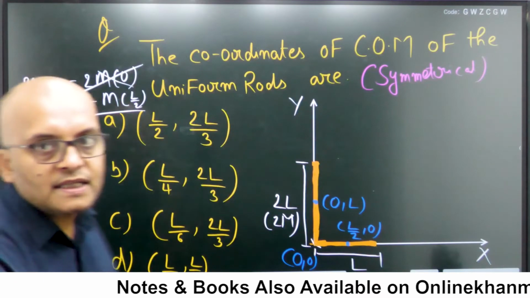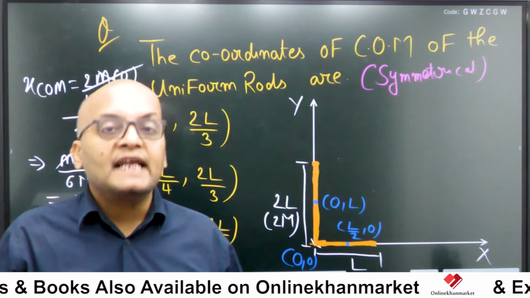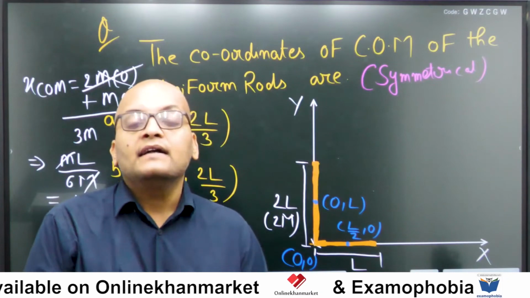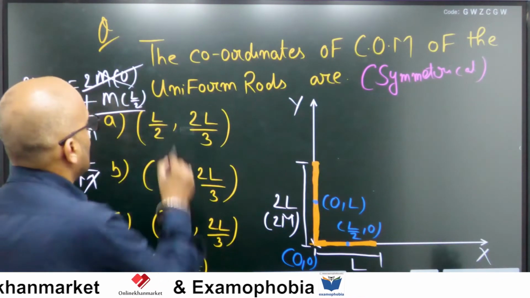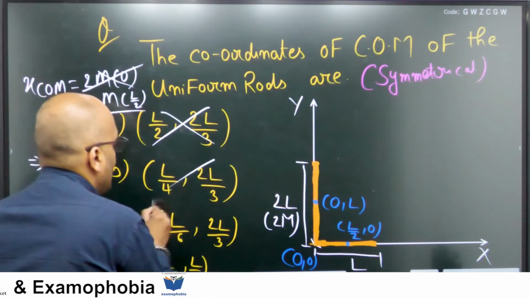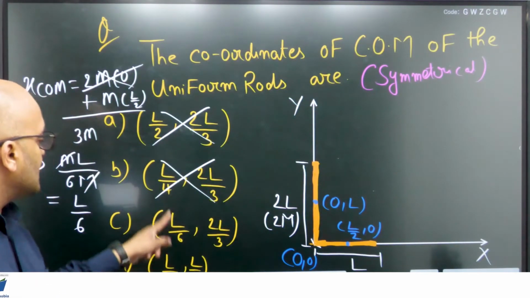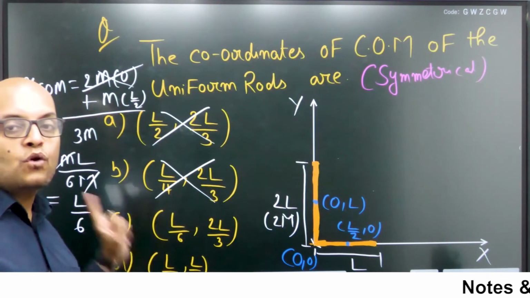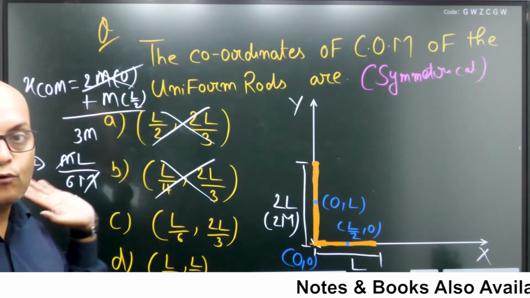Now look at the options and let's find out which option contains L upon 6 as its x-axis coordinate. Other options are irrelevant. We can delete those options. So see, A, x coordinate is L upon 2, irrelevant, cancels out. B, x coordinate is L upon 4, again irrelevant, cancels out. Now I have two options left with me, C and D. C has its x coordinate as L upon 6 and D also has its x coordinate as L upon 6. So now I have to find out y coordinate also.